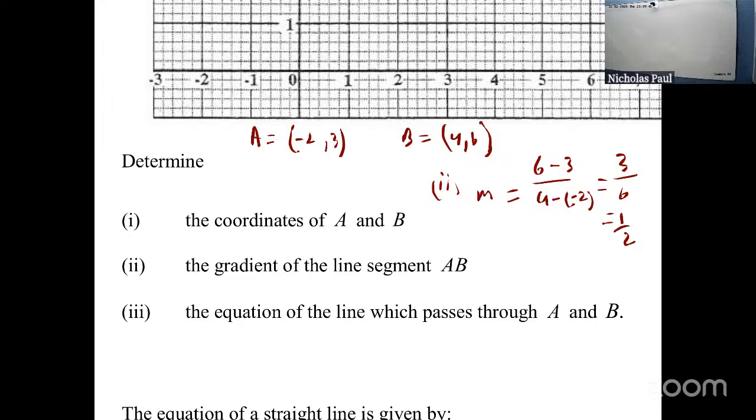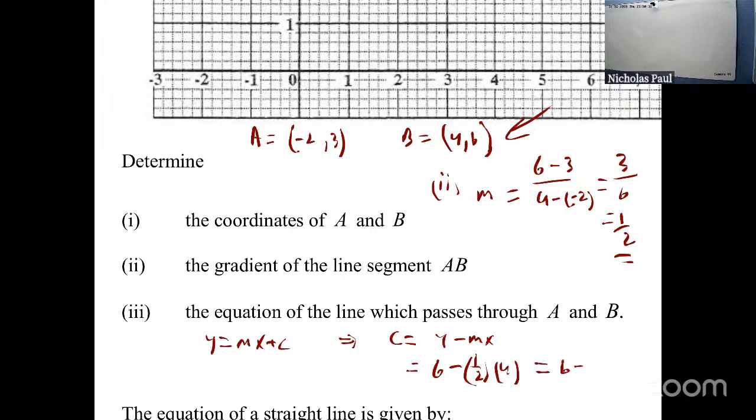Right, we know the gradient and we can choose any point we want. So y is equal to. First thing we have to do is define c, which is y minus mx. I am going to choose this point here. y is 6, gradient is a half, x is 4. So you'll get 6 minus 2, which is 4. So your final answer is y is equal to half x plus 4.